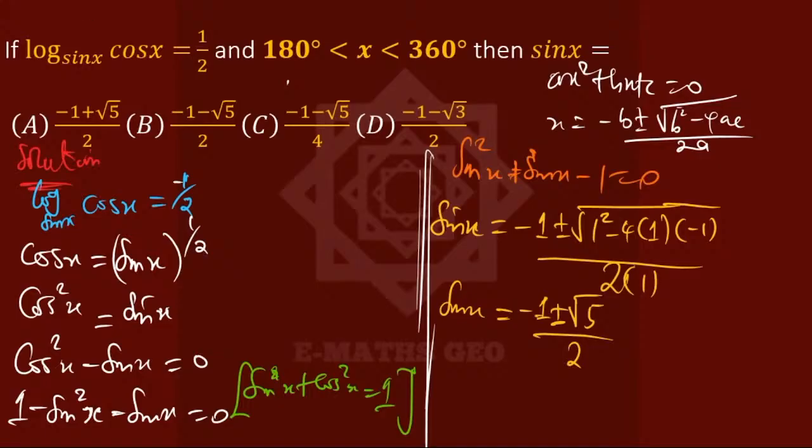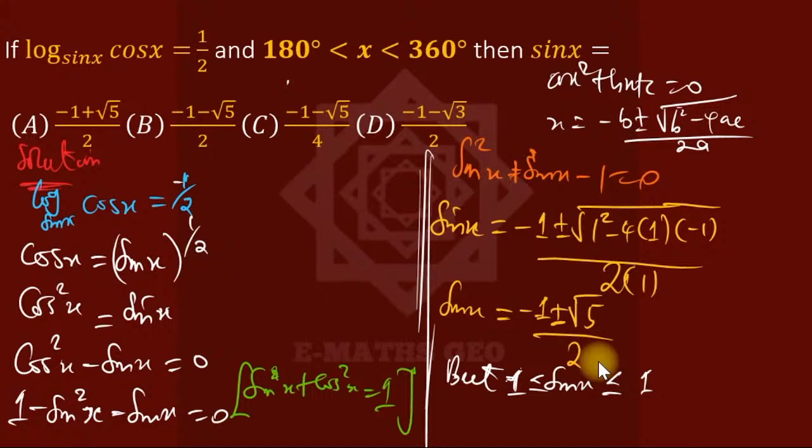Remember, the sine of any angle is between 1 and minus 1. The minimum is minus 1, the maximum is 1. So the sine of any angle is between minus 1 and 1. So we need to consider this.